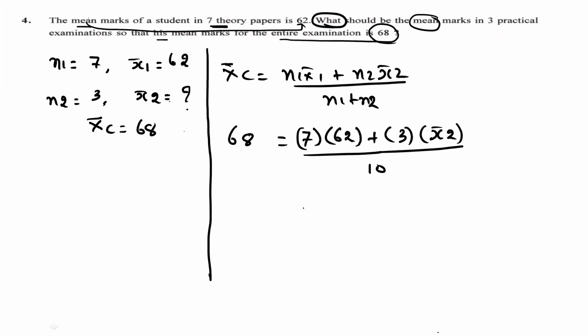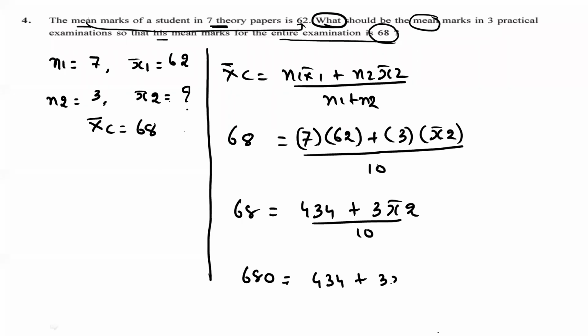Now tell me how you will calculate this particular sum. First we will multiply 7 by 62. That is 434. 434 plus 3x bar 2, upon 10. Then we will take 10 to 68. So 68 multiplied by 10 comes to 680. 680 is equal to 434 plus 3x bar 2. Now we will take 3x bar 2 to that side.